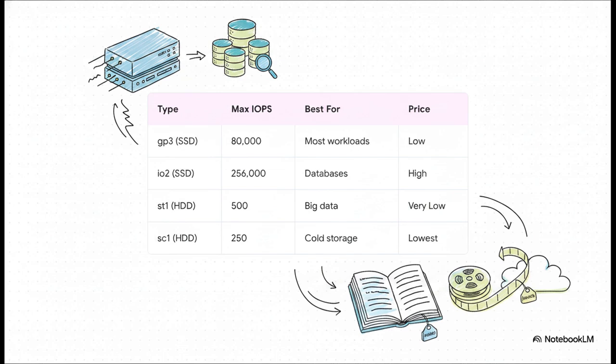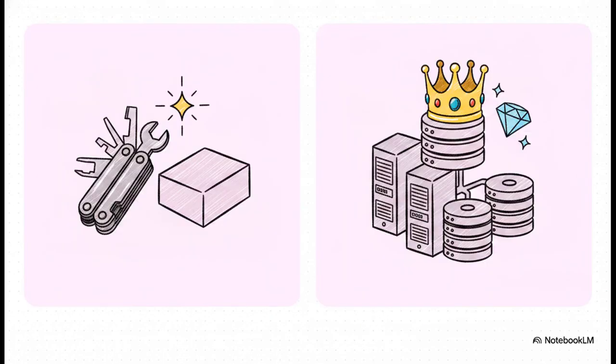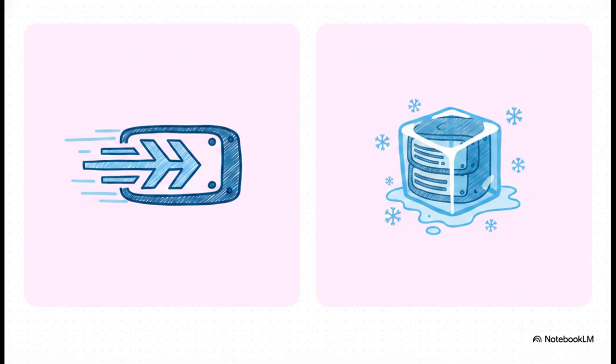Let's break these down a bit more. The difference between these two SSDs is absolutely crucial. For about 80% of what you do, GP3 is your default go-to choice. It's cheap, but it gives you fantastic, scalable performance. But on the right, IO2, that's the premium tier. If you're running heavy, mission-critical banking databases that absolutely need guaranteed sub-millisecond latency and insane durability, IO2 is the undisputed king.